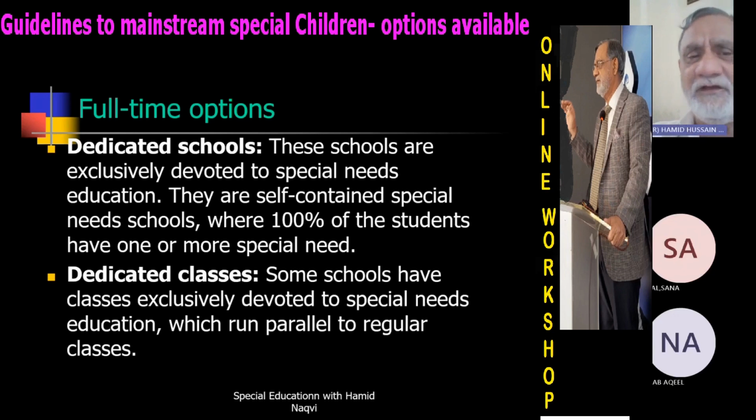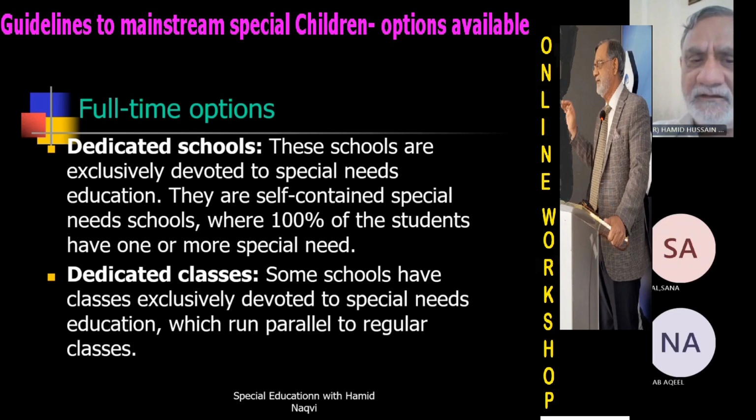And that we call dedicated schools. Now these schools are exclusively devoted to special needs education. They are self-contained special needs schools where 100% of the students have one or more special needs. So primarily of the same type as that particular student is. Then the second full-time option is dedicated classes.